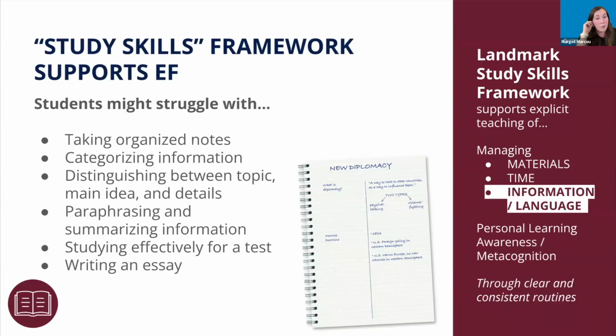So these are students who might struggle with taking organized notes or categorizing information appropriately, distinguishing between topic, main idea, and details, paraphrasing and summarizing information, studying effectively for a test. That falls into how do we manage our information. Writing an essay, a huge one, the writing process. How do we manage that information?